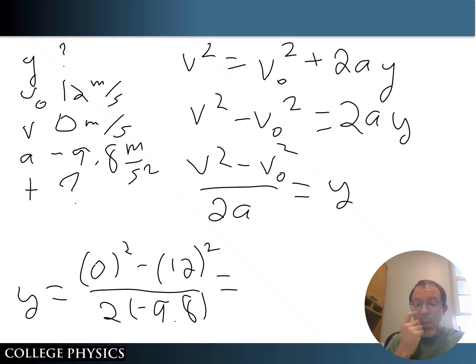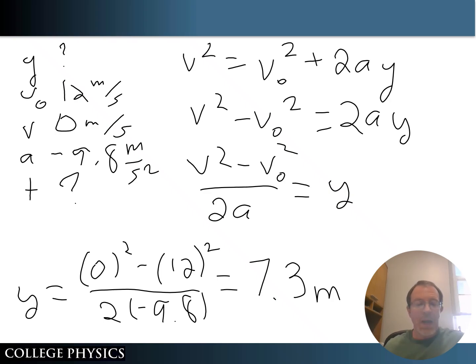And when I do the math here, I get in the numerator negative 144. In the denominator, it's negative 19.6. I've got a negative divided by a negative. That gives me a positive value. And I see there that the displacement for the rock from the moment it leaves Jimmy's hand to the moment it reaches its apex is 7.3 meters. So that's its displacement.